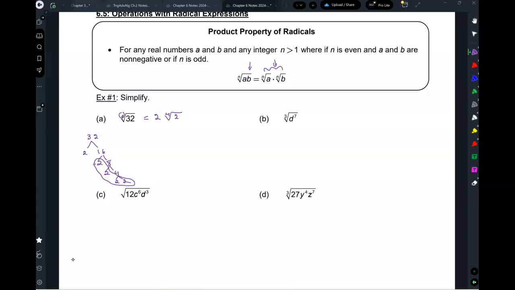In the case of this one, I have the cube root of d to the 7. So what you have underneath that root is 7 d's. Now we're going to group them by 3s. This comes out as a d. This comes out as another d. The other one will stay. So in the end, what I have is d squared times the cube root of d.